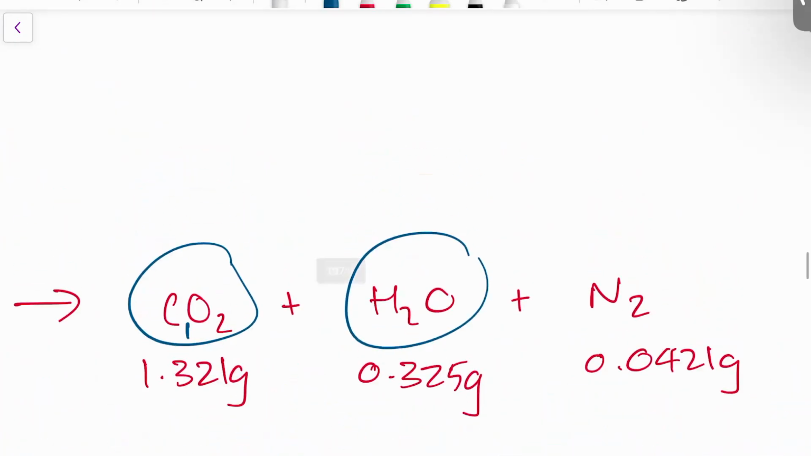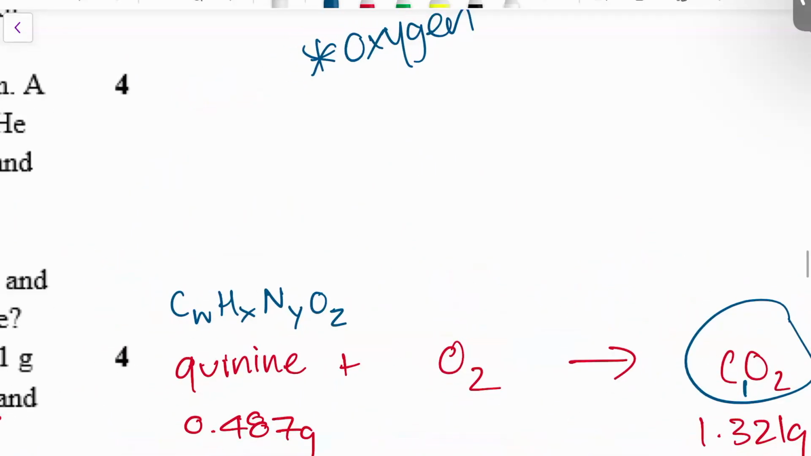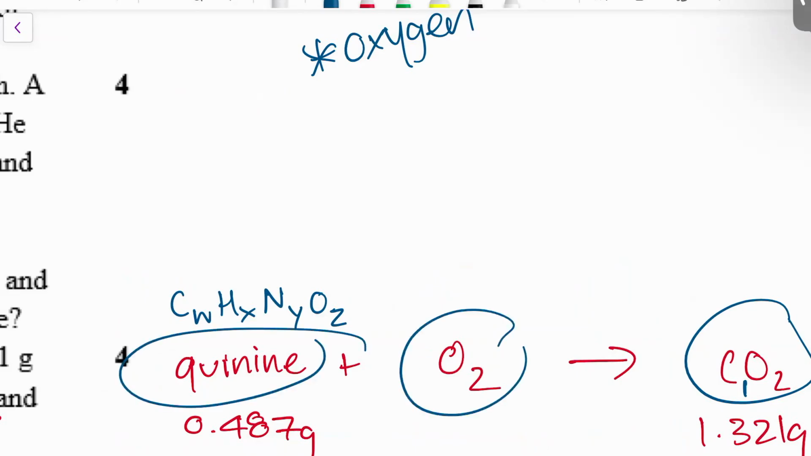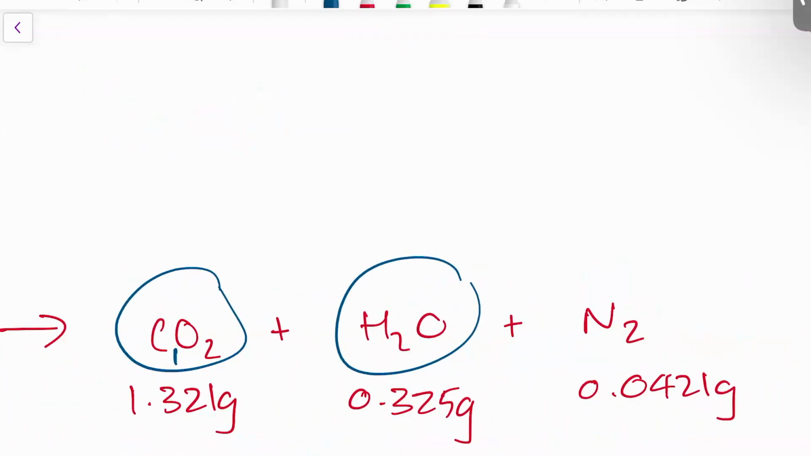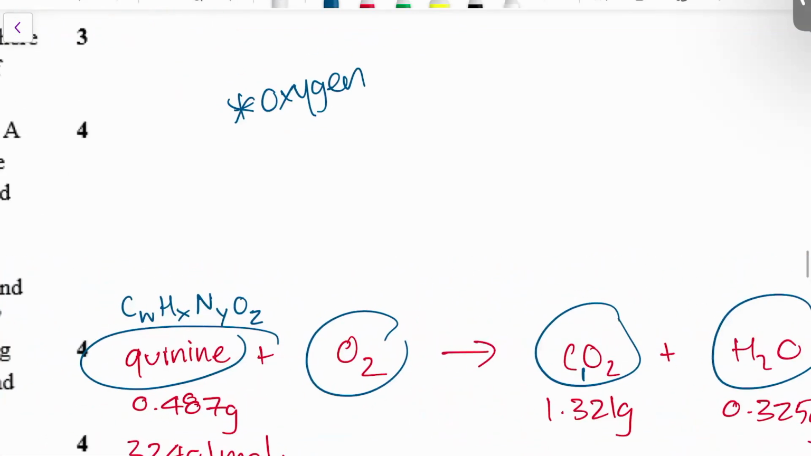Good. Where does oxygen show up on the left? You can just say quinine. You don't have to type out the letters if it's easier. Where does oxygen show up on the left? Quinine as well as the O2 molecule. Good. So guys, when I get the total amount of oxygen on the right, did all of that come from quinine? Yes or no? No, because some of it came from O2.